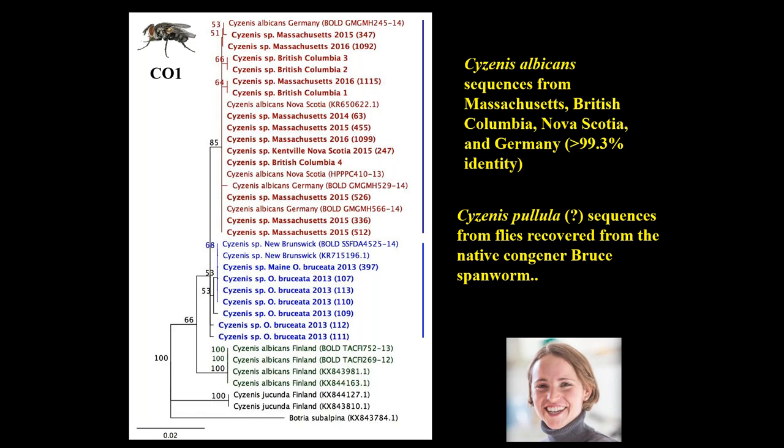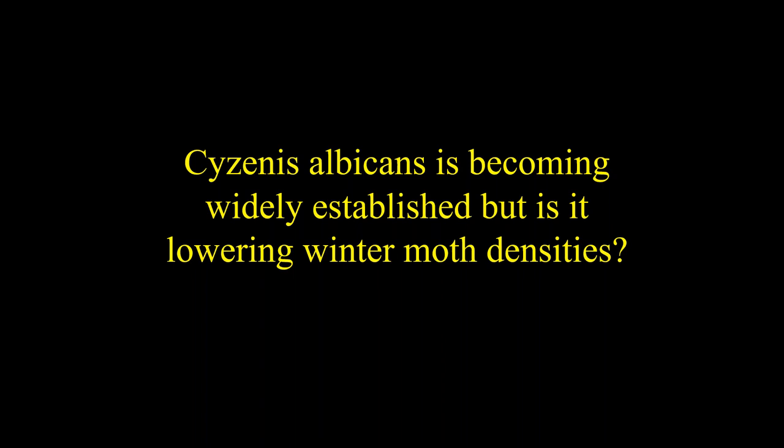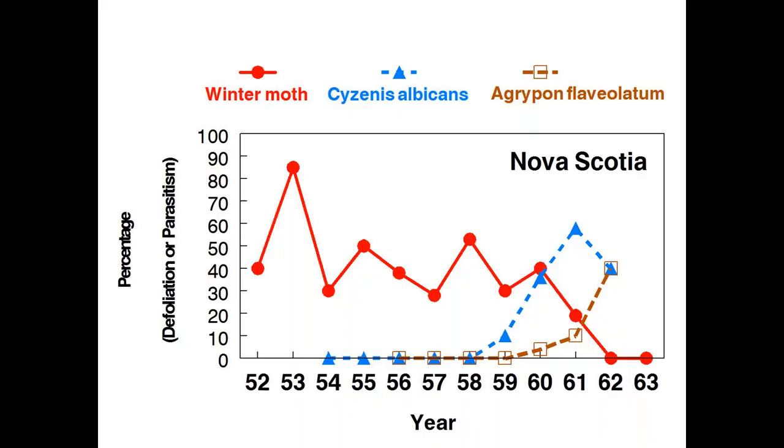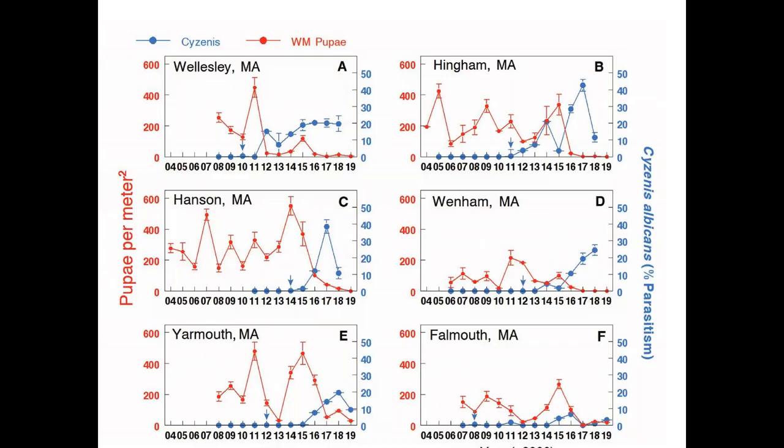Okay, so the last question we want to ask is, now that Cyzenis has become very widely established, is it in fact lowering winter moth density? So here it shows the Nova Scotia data. Note that we didn't release the wasp because it's a generalist. We stayed away from the wasp because we don't know anything about its host range. We're not even sure it's a single species. That's why we focus on the fly. So we took a chance that the fly itself would reduce the population, and indeed it has done exactly that.